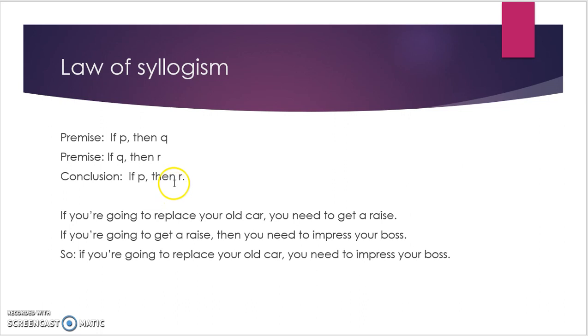Law of syllogism. Remember, these are arrows. So if I have an arrow going from P to Q, and I have an arrow going from Q to R, then I can draw an arrow from P to R. Or we have a causation. P causes R, maybe. You can think of it that way. So in my example, if you're going to replace your old car, you're going to need to get a raise. And in order to get a raise, you're going to have to impress your boss. So in conclusion, if you want to replace your old car, you're going to need to do something to impress your boss first. Valid argument, law of syllogism.